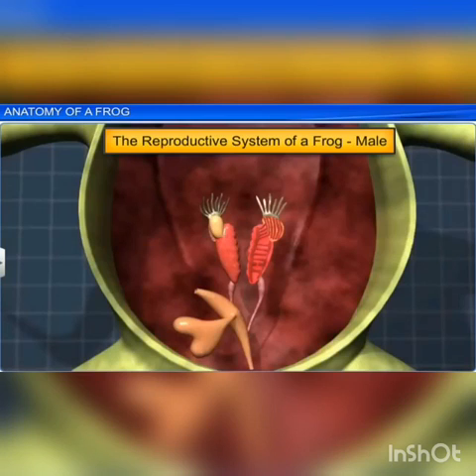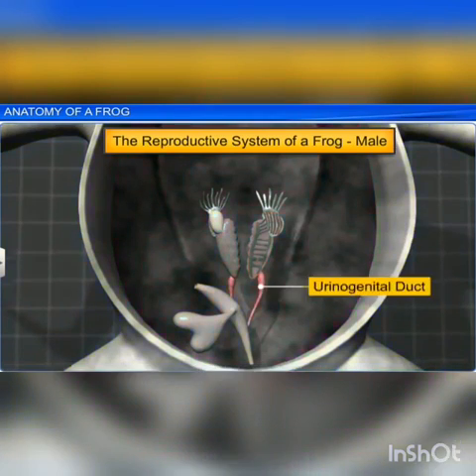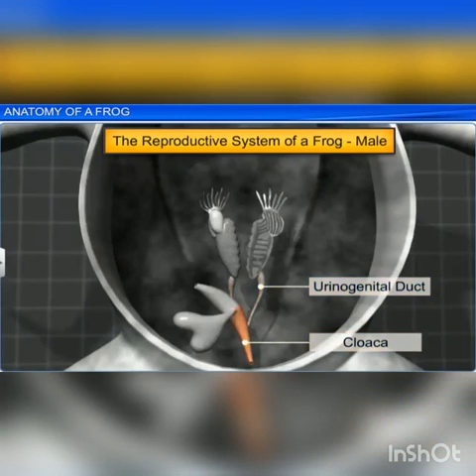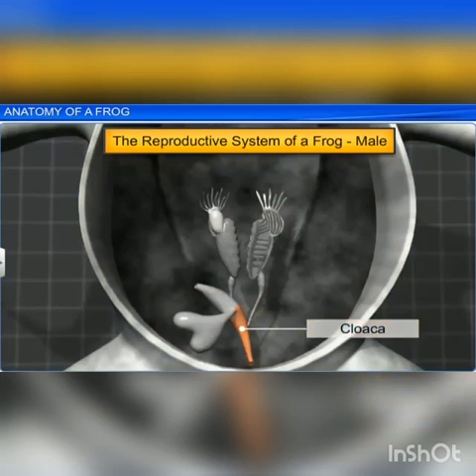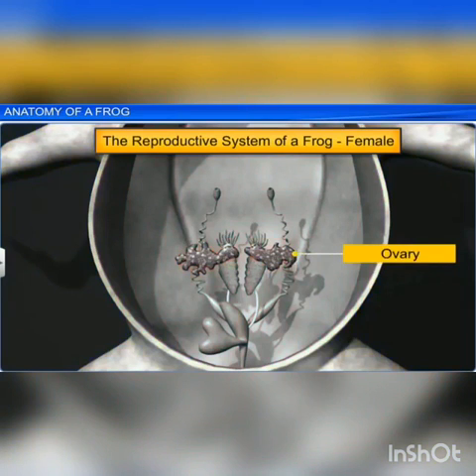It's very simple. You can see in this diagram. The male frog has a pair of testes. From testis arises a vas deferens. This vas deferens enters into the kidney and finally it opens into the urinogenital duct and opens out into cloaca. The female reproductive system consists of paired ovaries attached to the kidneys and the dorsal body wall by the folds of peritoneum called mesovarium. In a male it is mesorchium and in female it is mesovarium.